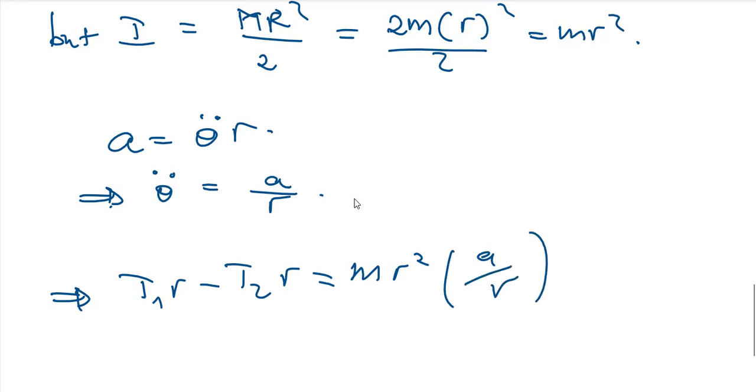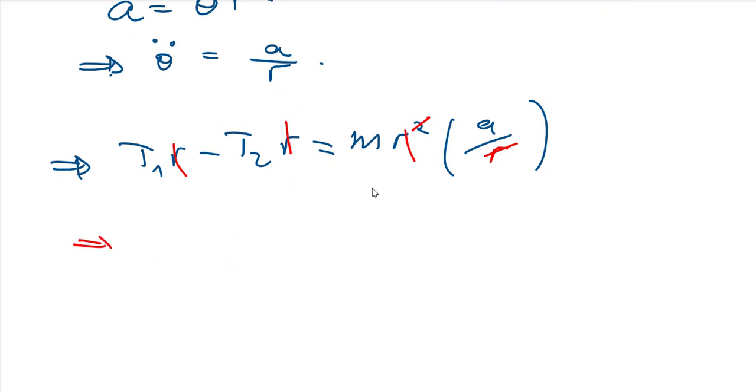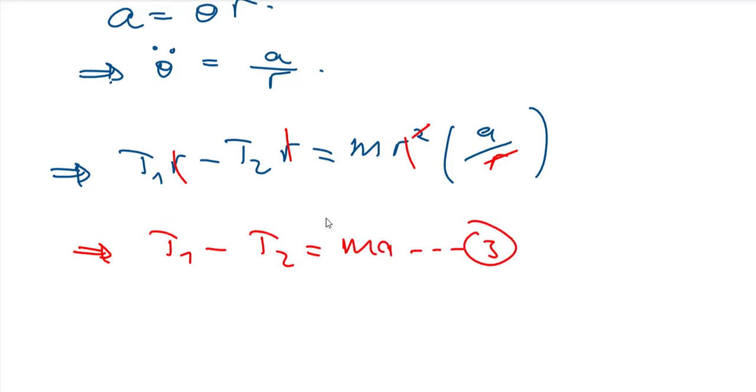Now we see that these r's cancel out, one of these and one of these we cancel, and this r we cancel with the rest. So finally we are going to have T1 minus T2 equal to ma. I will call this equation number 3.